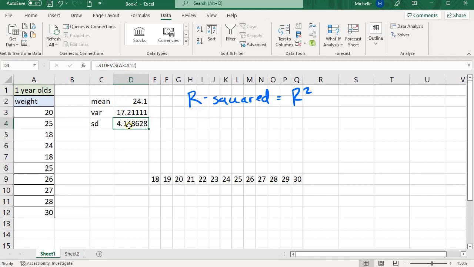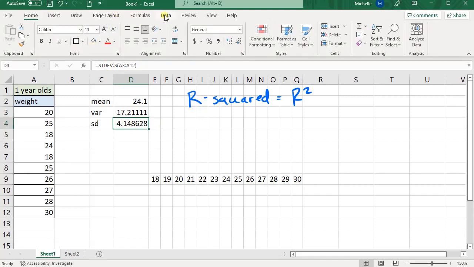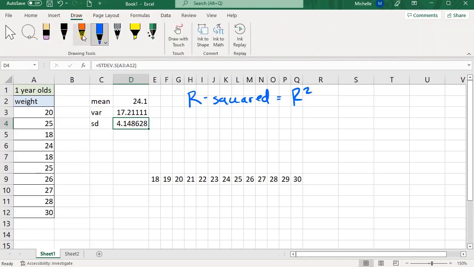To help talk about this, I want to draw this data on a number line. You can visualize this as a number line here. So where is my sample mean? My sample mean is slightly above 24. Now let's mark where our data is. We have one observation at 20, one at 25, one at 18, one at 24, another one at 18, one at 25, 26, 27, 28, and 30.